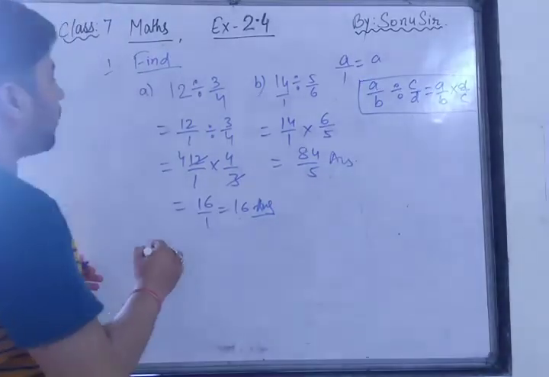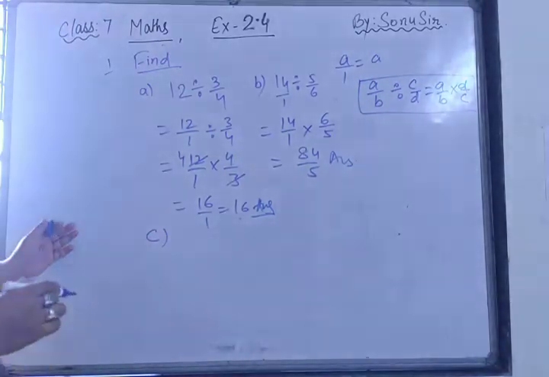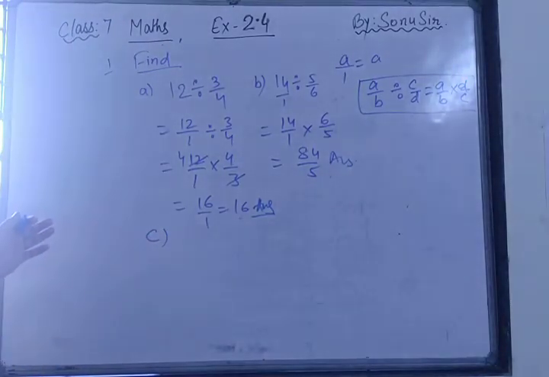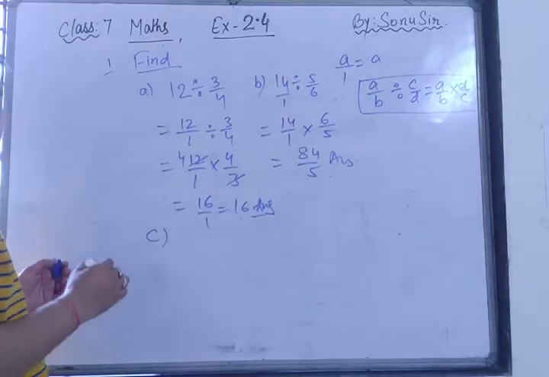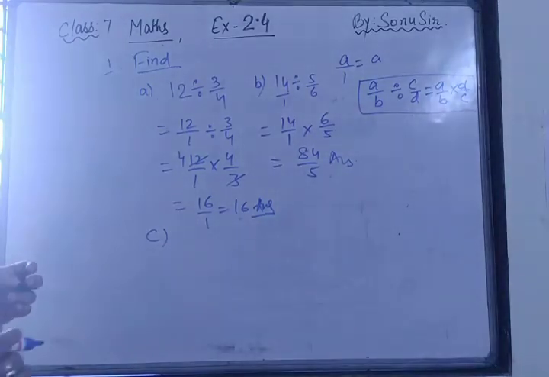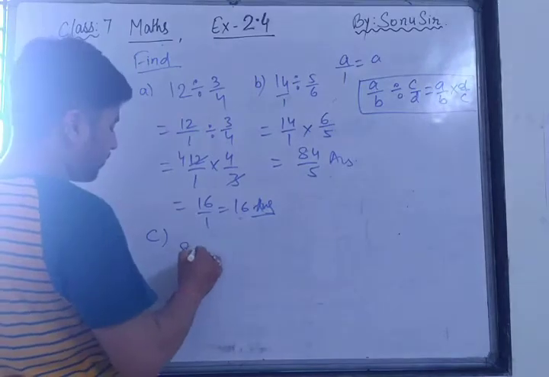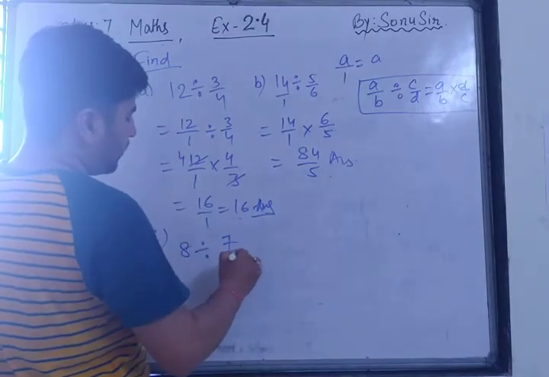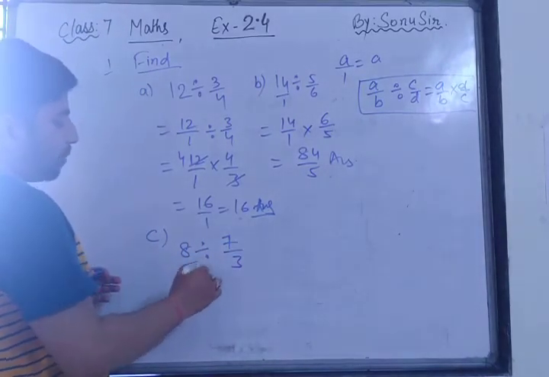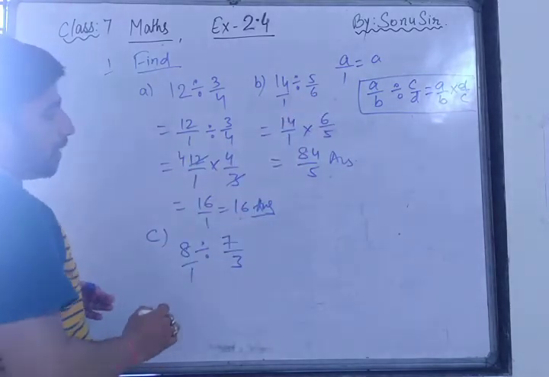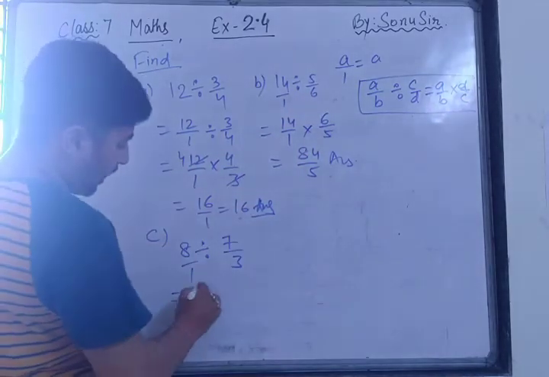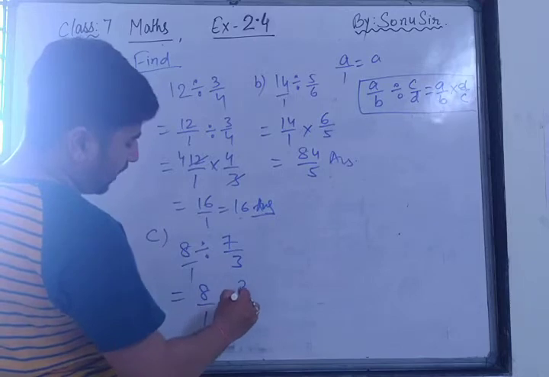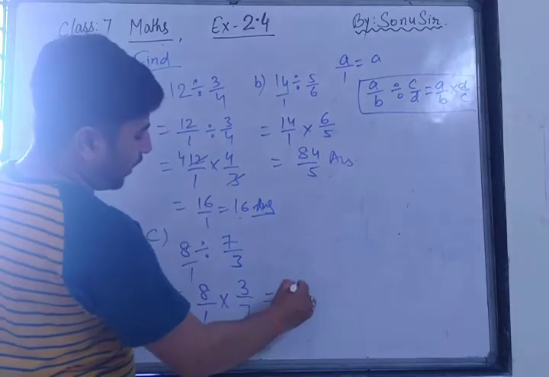Got it? Now we are moving towards question number C. Question number C is 8 divided by 7 by 3. So what will you write here? Instead of 8, can we write 8 by 1? So we will get that formula A by B divided by C by D. So 8 by 1 into 3 by 7. 8 3s are 24 by 7.